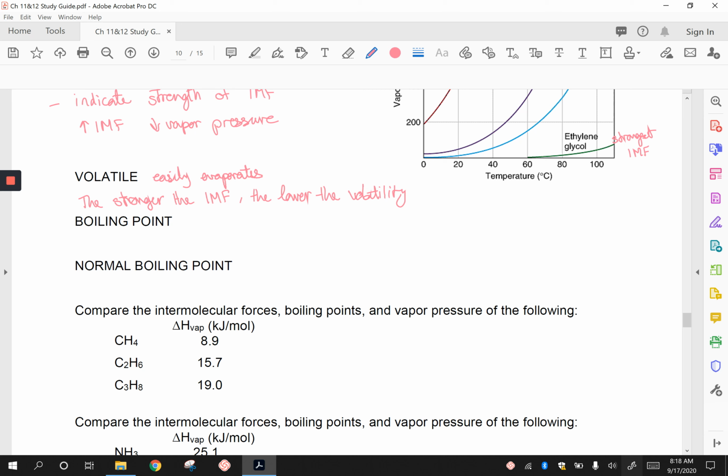Boiling point, remember that boiling happens when the external pressure is equal to the vapor pressure.